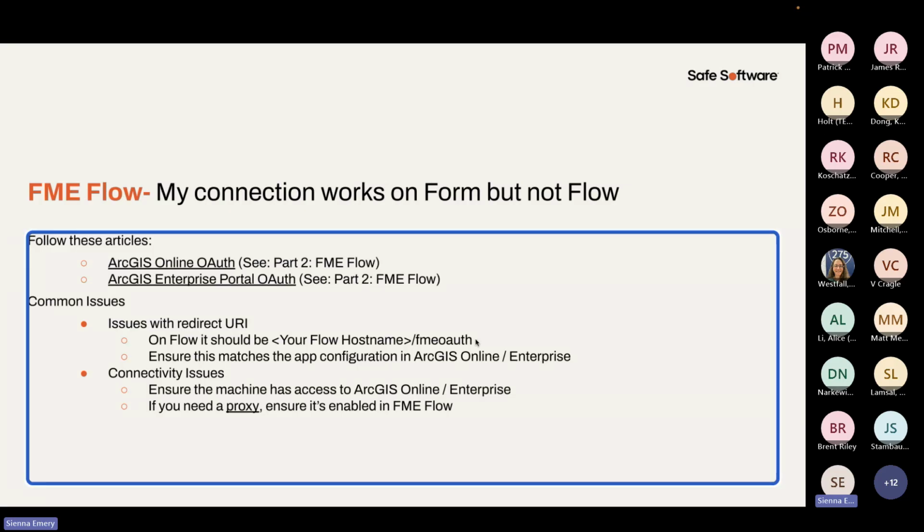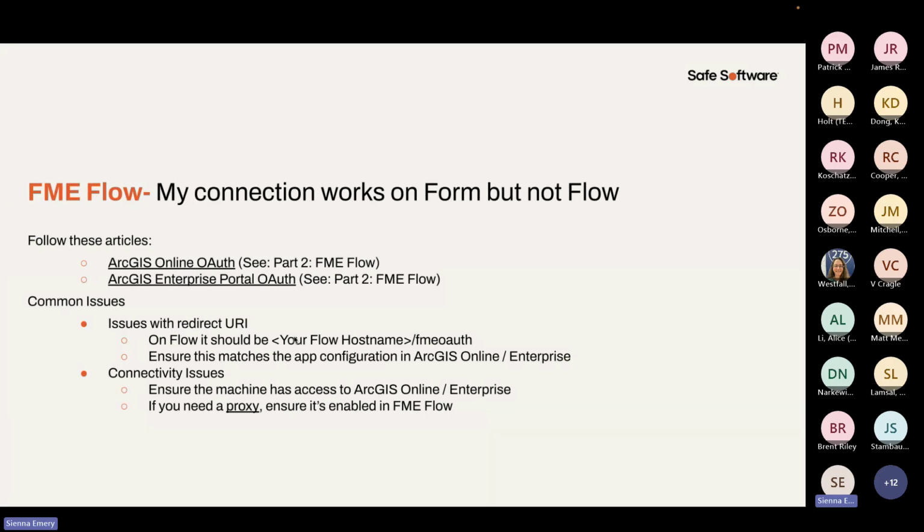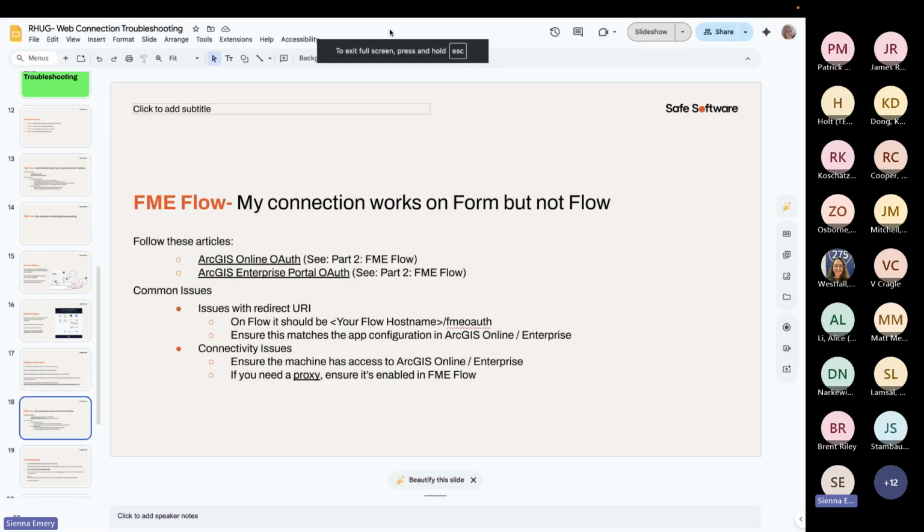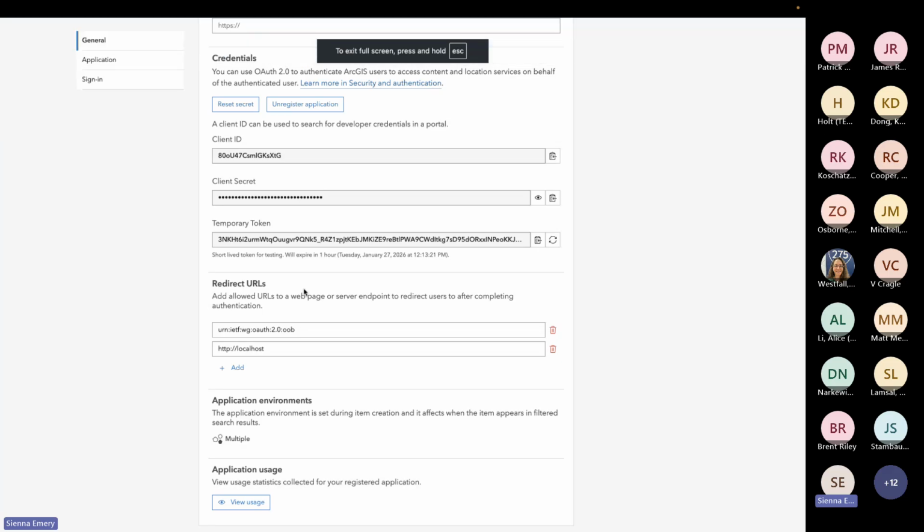The huge one here being this redirect URI. The redirect URI is a little different and has to be configured for each Flow instance you're connecting to. So if you have a dev, a test, and a prod environment of FME Flow, you'll have to make sure, if you're using one app, that all of those redirect URIs are listed in a single app. And I'll show you how that's done.